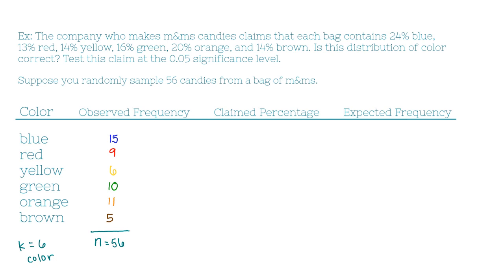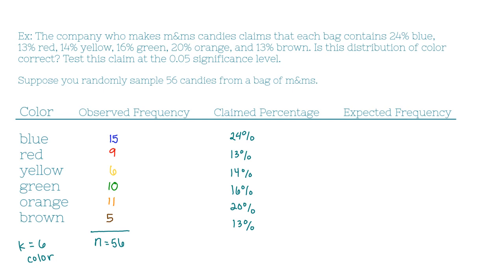In the next column of our table, I left us a space to go ahead and just rewrite the claimed percentages given to us in the problem. So we are given that 24% of all M&Ms should be blue, 13% of all M&Ms should be red, 14% of all M&Ms should be yellow, 16% of M&Ms should be green, 20% are orange, and 13% are brown.